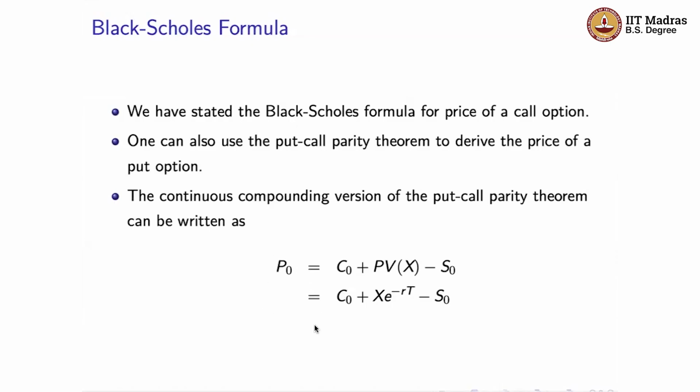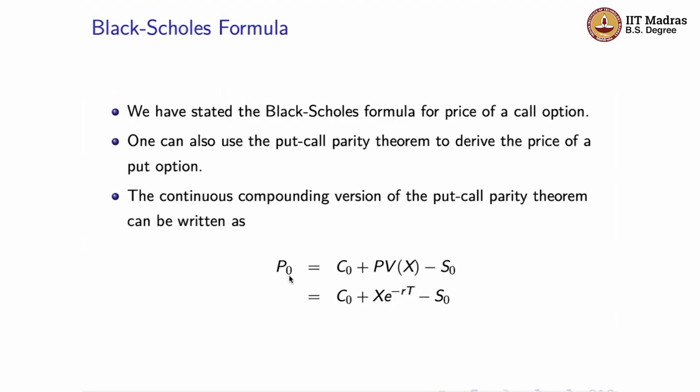And here, because we are doing things in terms of continuous compounding and in continuous time, when we write down the present value of X, we should write down X into e to the power minus RT rather than X by (1 plus R) to the power T, which was the discrete time version of the put call parity theorem that we had seen last week, right? So this is the same theorem, but here this is the continuous time version. Okay, so once you have figured out what are the different values of C0 using the original Black Scholes formula, you have X, R, T, and S0, you can figure out what P0 is.